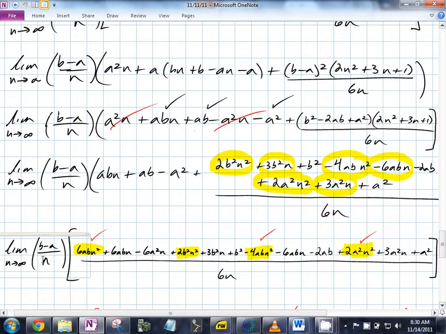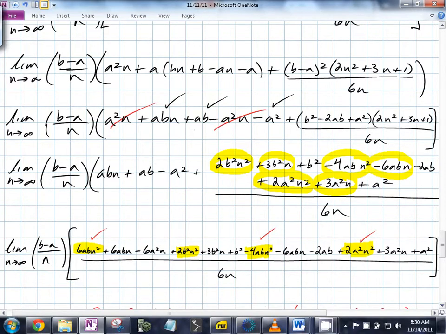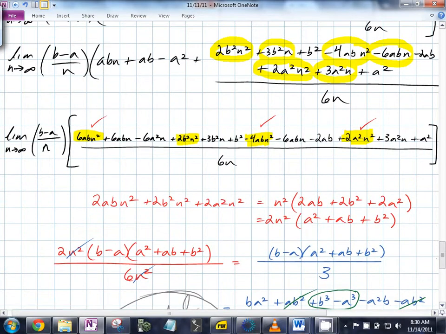Okay, so what you're looking at there is that it's pretty easy to identify the power of the denominator here. It's 2. So you're really only going to look at the things with powers of 2 in the numerator. What I did there is I highlighted the things with powers of 2. There's the 6ab n squared right there, and then minus 4ab n squared, and then 2b squared n squared, and 2a squared n squared. Does everybody see those? I grouped them together, factored out a 2n squared, and you're left with this thing right here. You see this?